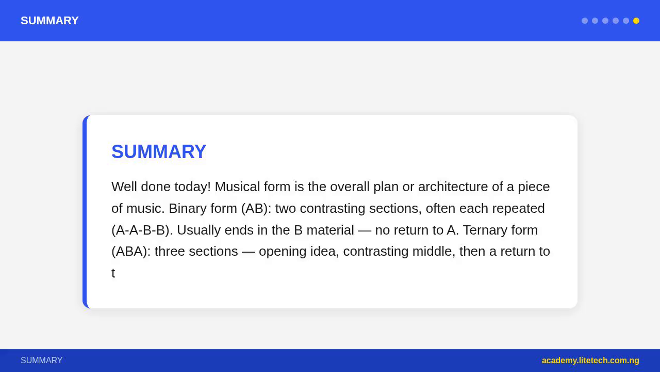Binary form is common in folk songs, dance music, and work songs. Ternary form is common in hymns, nursery rhymes, operatic arias, and many traditional Nigerian songs. More complex forms include rondo, ABACA, verse-chorus, and through composed.